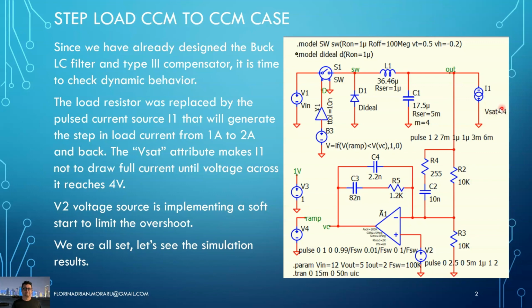Okay, this VSAT attribute instructs the current source here not to draw the full current until the voltage across it reaches 4 volts. So it will behave closer to a real electronic load, let's say, like this. And I also implemented here for the operational amplifier a ramp for the reference voltage so that we have a kind of a soft start.